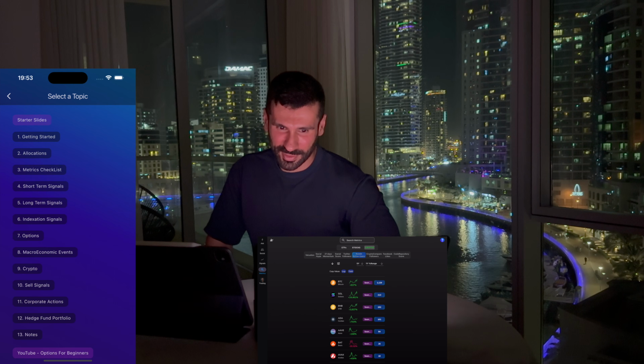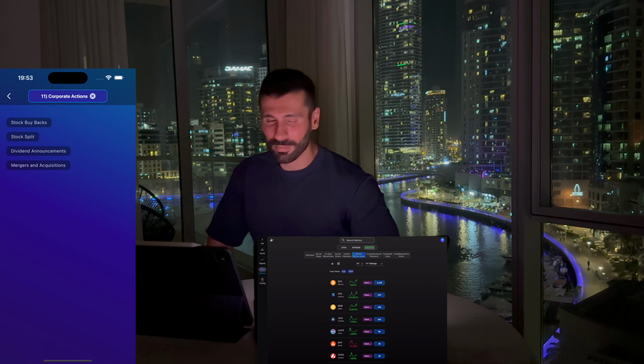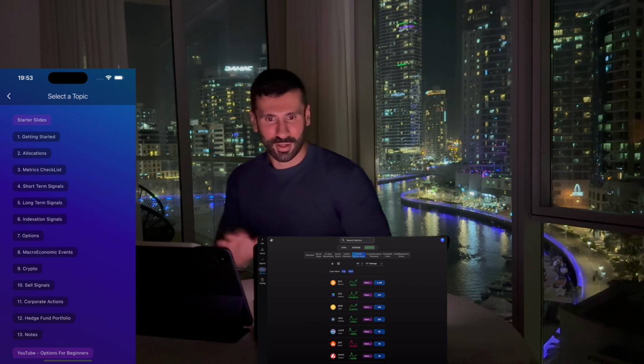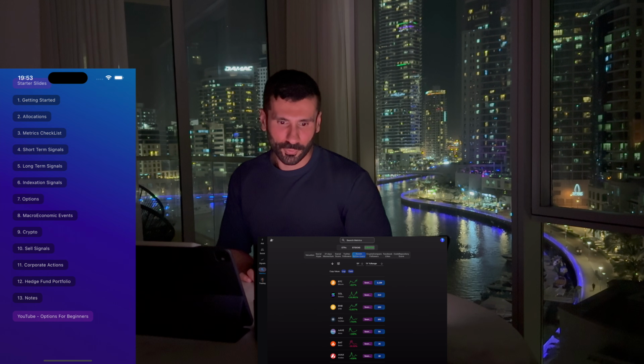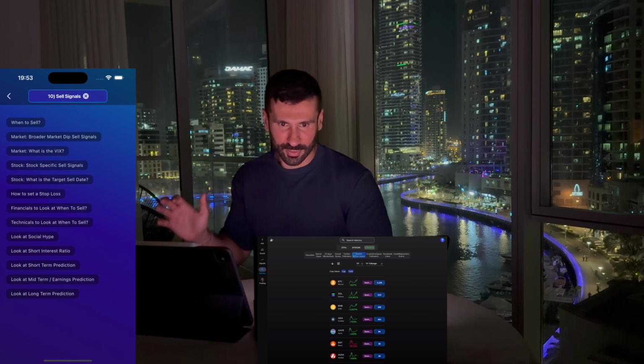Okay, now the sell signals, I think it's interesting. But before that, corporate actions. You can make money based on corporate actions. Here you receive the signal directly. Okay, dividend announcement, mergers, acquisition, and everything. And often it's also like a hype trade, so they always behave the same way. And you have hedge fund portfolios, you have some notes and case studies, and you have the link for options for beginners. And now I'm going to finish with the sell signals.